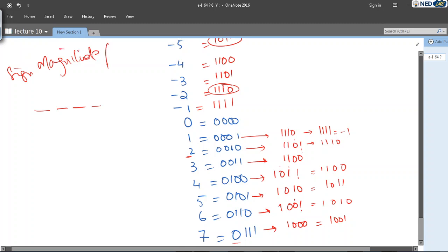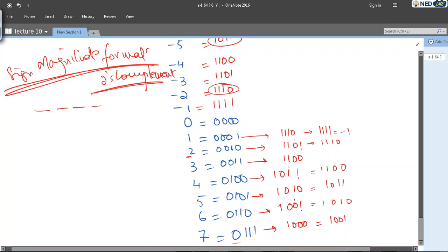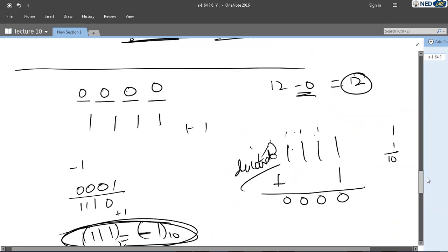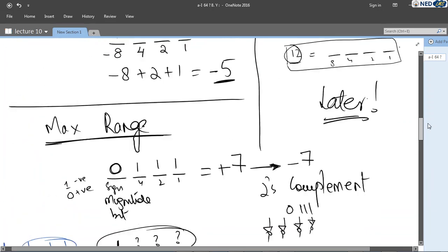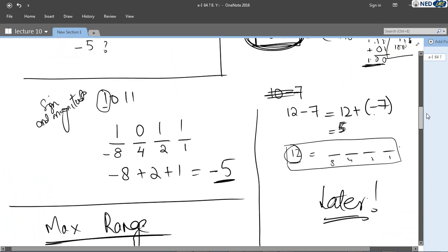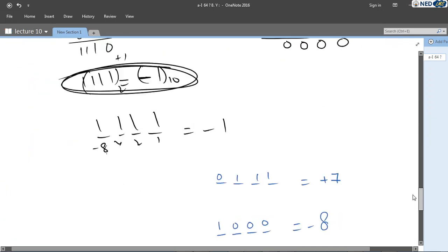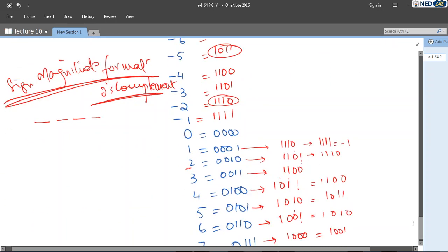What's the maximum range which is possible in sign magnitude format? And we are talking about 2's complement because that's pretty much the standard used everywhere, the reason being that you can use the same addition subroutine to add or subtract numbers. We had an example which we saw later. I cannot do 12 minus 7 because first I need to discuss the maximum range if we had only 4 bits.